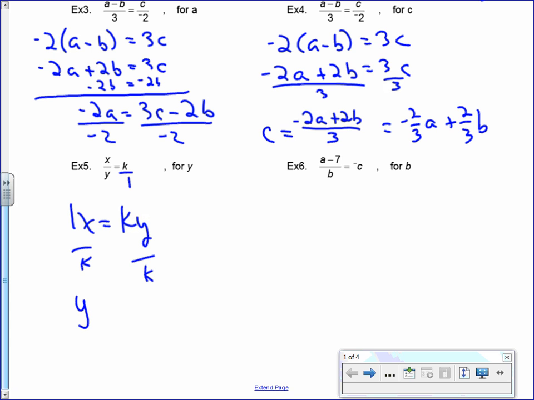And our answer is y equals x over k. That doesn't have any pluses or minuses, so I don't need to write it 2 different ways. The next one's going to do that. All right?